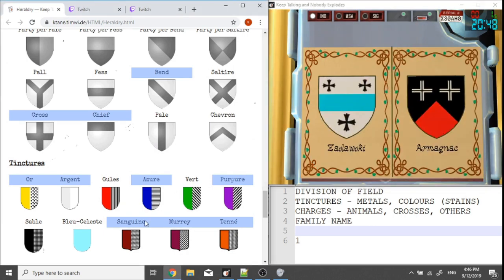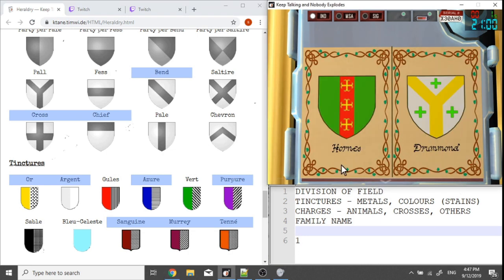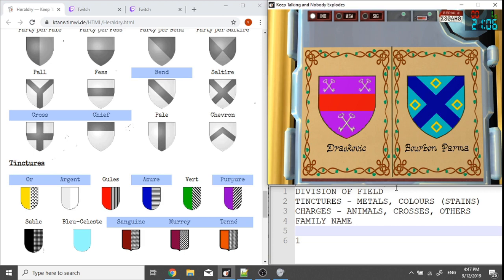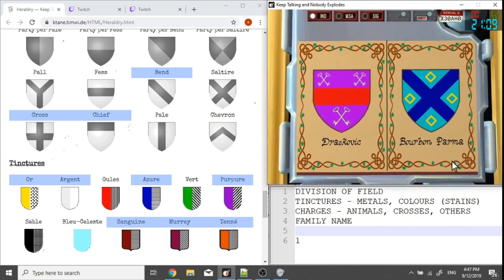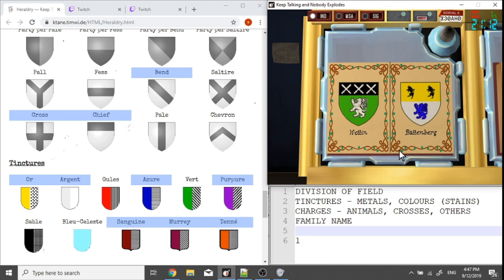Let's go start. And my method again is if I see a goals, vert, blue celeste, or sable, I'm going to ignore it. So blue celeste, goals, I have goals here. There's vert here, goals here, blue celeste here. Vert here. I have a sable there, sable here, vert here, goals, vert, goals, sable, goals, sable.